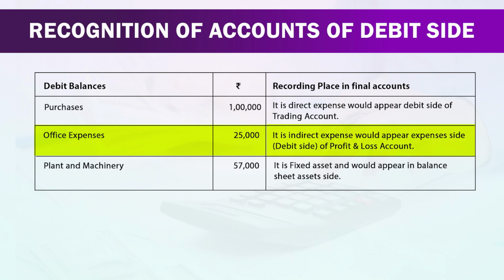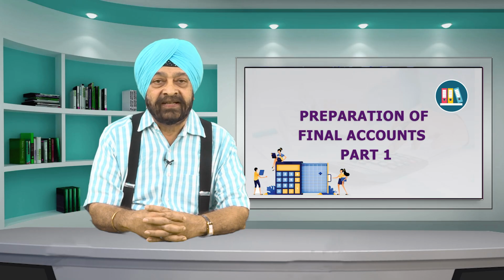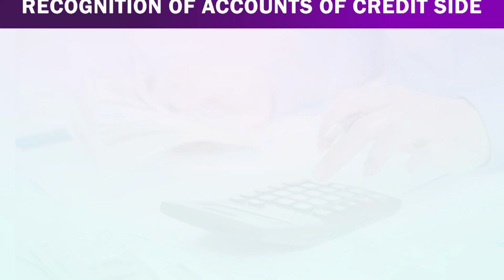If it is an item of profit and loss account, then it is an indirect expense and would appear on the expense side, debit side of profit and loss account. Plant and machinery, yes, it is an asset, 57,000 rupees, it is a fixed asset and would appear in balance sheet, asset side.